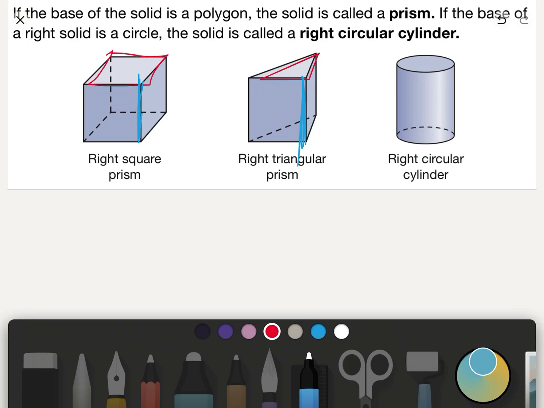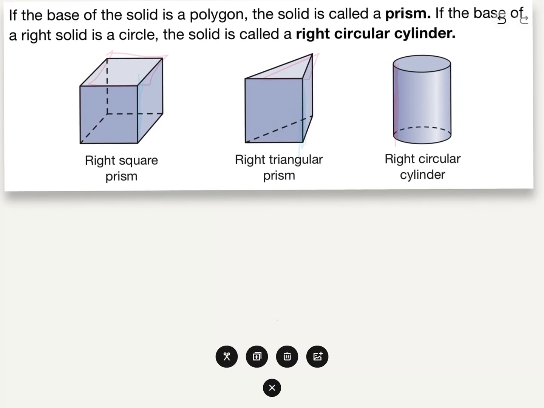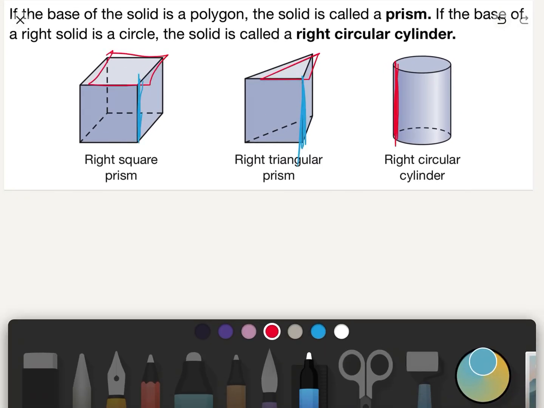And then for a right circular cylinder, which essentially means that the sides are perpendicular, say, to the points of the diameter. And so what we do for that is we will compute the area of the circular base and multiply that by the height.